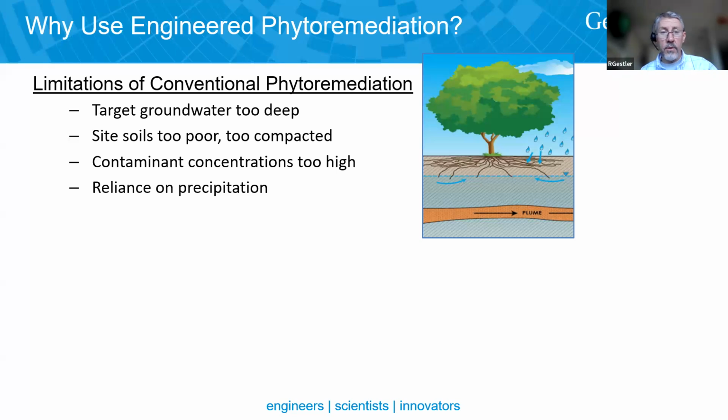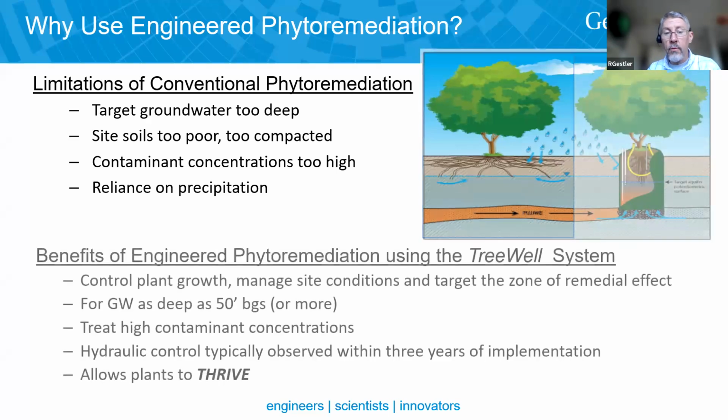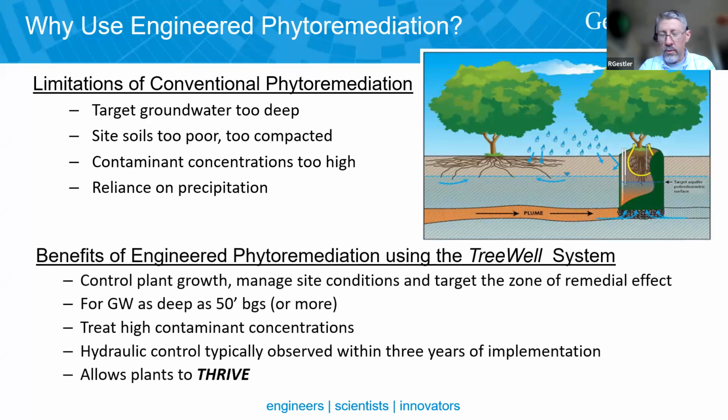And then lastly, there's the confounding issue of plants being efficient systems. They'll often rely on meteoric water, a precipitation that's stored in the first couple of feet of the soil profile, and they won't root down to your target groundwater at depth if they're getting all their moisture satisfied by rain. So we contrast this with an engineered approach like this tree well system, where we are managing every aspect of the plant's growth except for the climate itself, and directly targeting the zone for remedial effect.